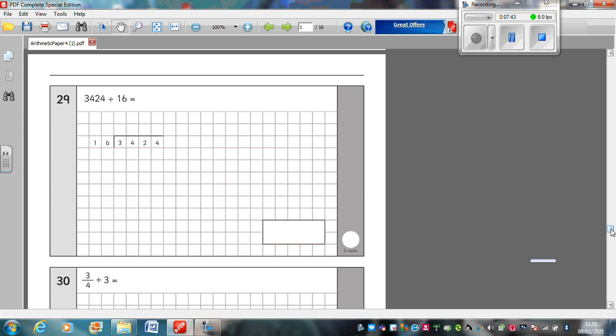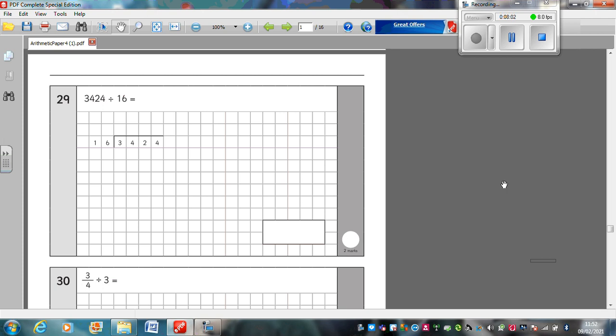3,424 divided by 16. It's set out for you here. You're going to need to do your 16 times table. As I always remind you, don't try and go too far to start with. You might just be wasting your time. Maybe go up to 5 lots of 16 and then see if you need to go bigger.